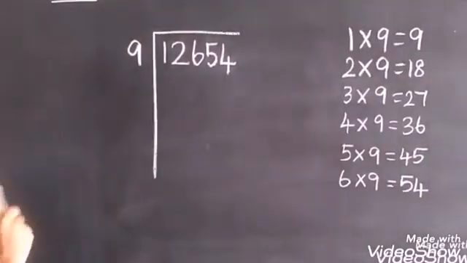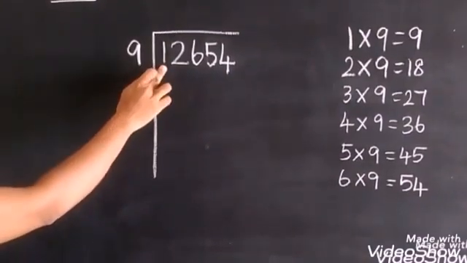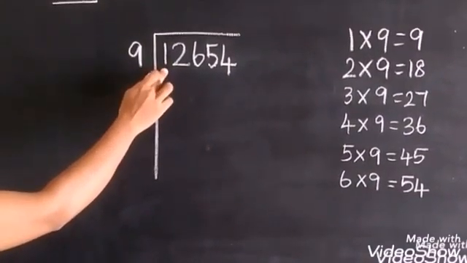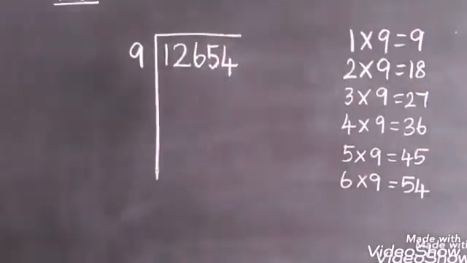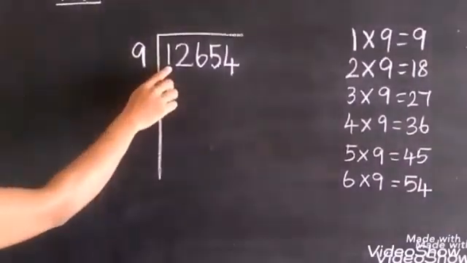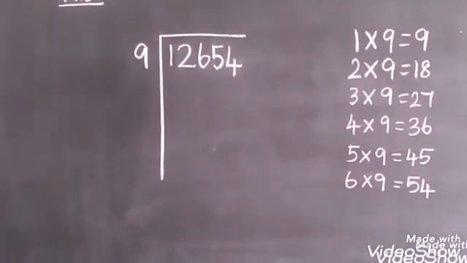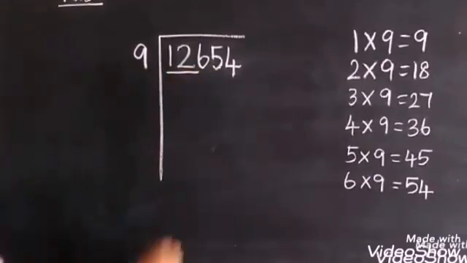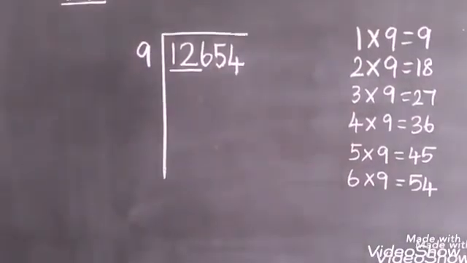Listen. Take the first digit in the dividend. Is 1 a smaller or bigger number compared to 9? Yes, 1 is smaller than 9, so we can't divide. We have to take 2 digits. By using the 9 table, we can divide 12.